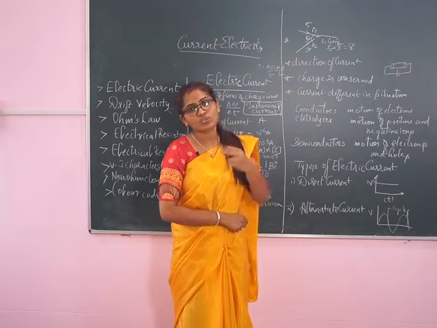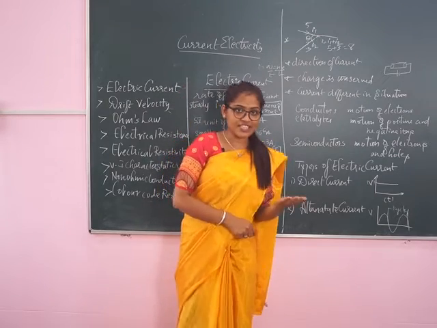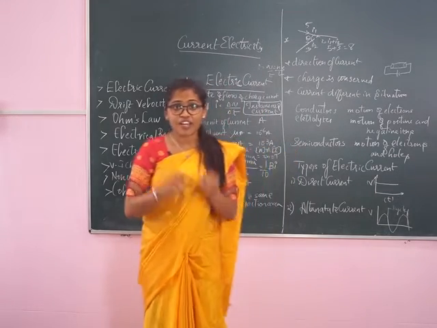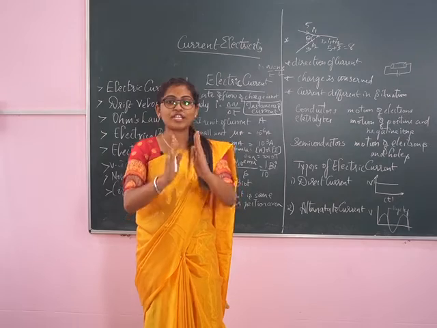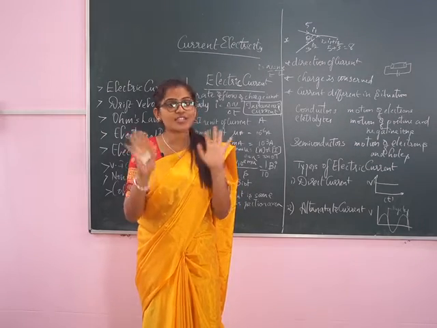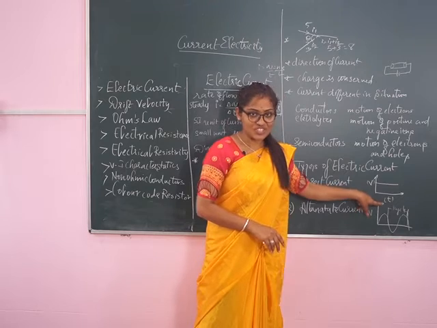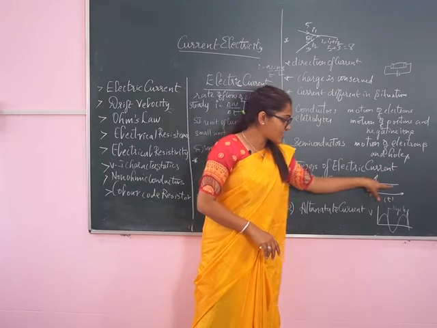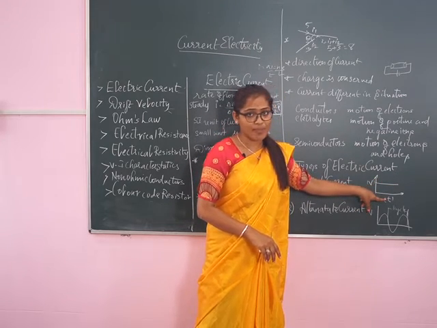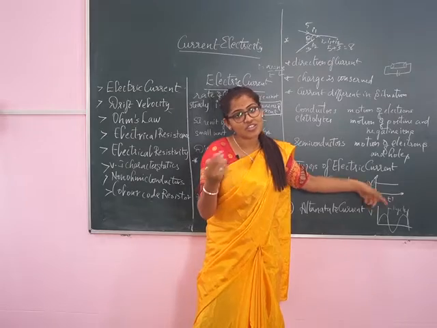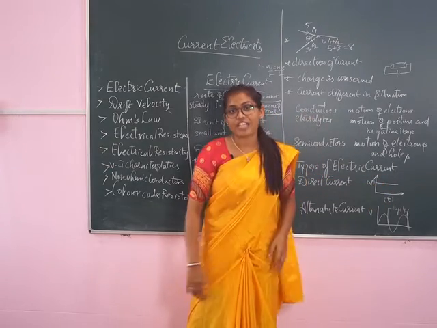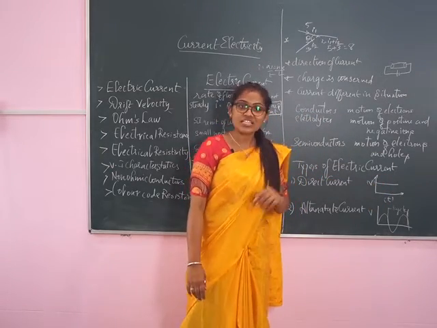Next, there are two types of electric current: direct current and alternating current. Direct current is unidirectional; it does not change its direction. You can see the graph here, current versus time, a straight line parallel to the time axis. There is no change in direction; it is unidirectional, and the magnitude also remains the same.